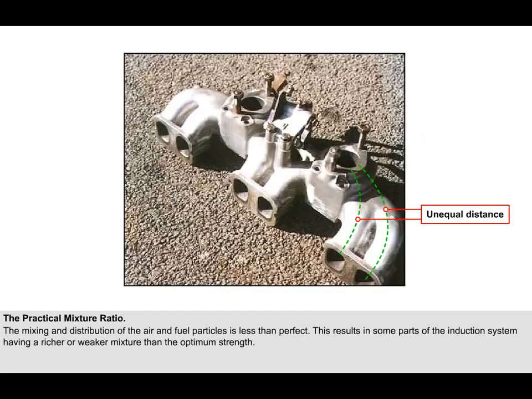In practice, particularly in a carburetor induction system, mixing of the air and fuel particles and their distribution is less than perfect. This results in some parts of the induction system having a richer mixture and others having a weaker mixture than the optimum strength. This variation in mixture strength may even exist between one cylinder and another adjacent to it, as is evident in this example of a simple automotive twin carburetor induction system, where the difference in the distance that the air-fuel stream has to travel between the carburetor and, say, the number 1 and number 2 cylinders will have a quantifiable effect on performance.